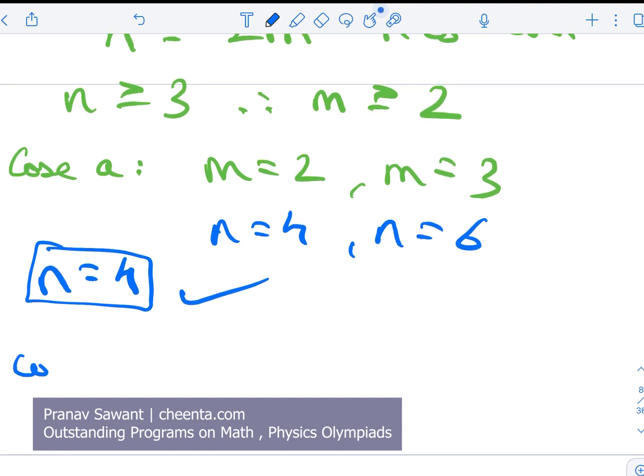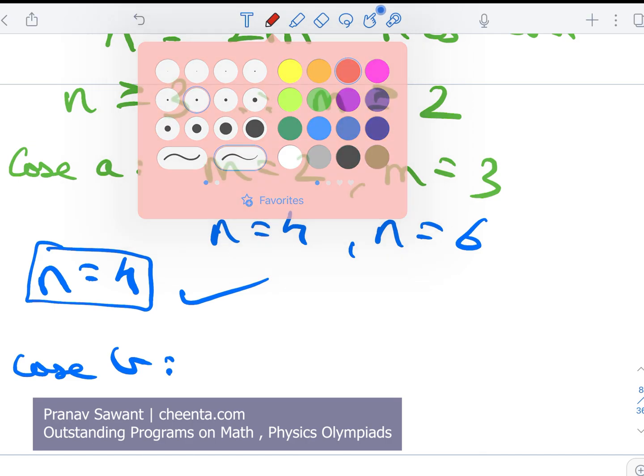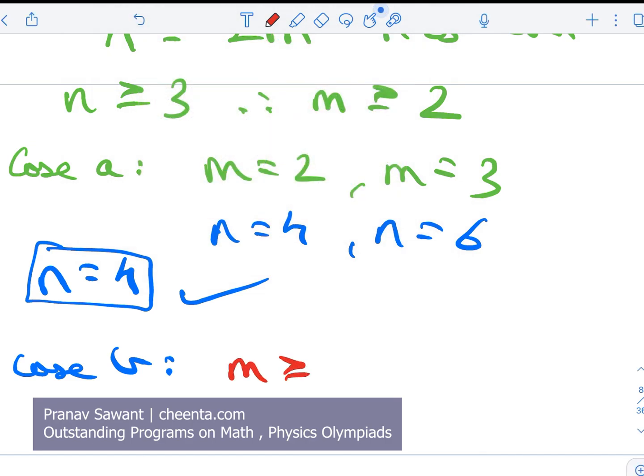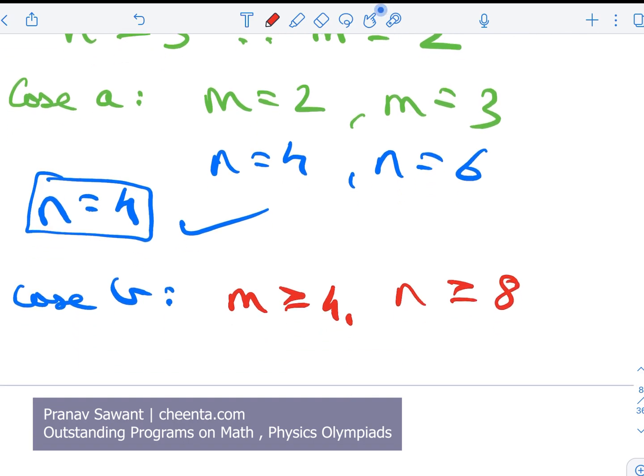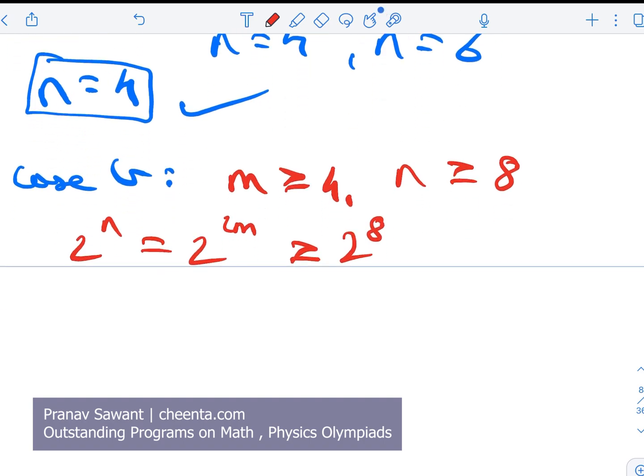Now obviously we come on to case B, and this is really where the crux of the problem is, where the problem is really interesting, right? Now what is case B? Case B is nothing but m is greater than or equal to 4, and since n was 2m, n has to be greater than or equal to 8, right? Now I can write 2 raised to power n as 2 raised to power 2m, and that will be greater than or equal to 2 raised to power 8, which is 128, right?